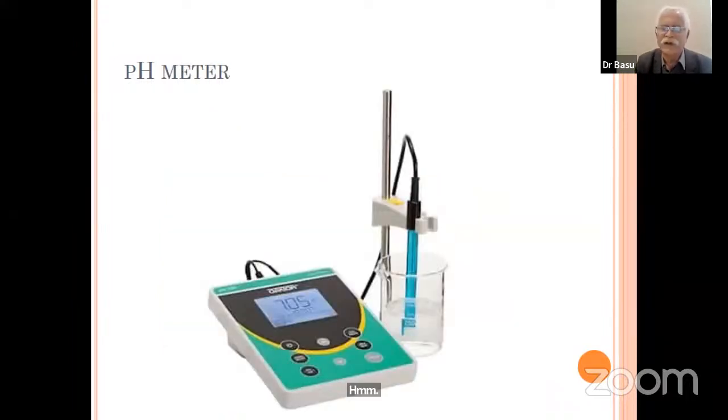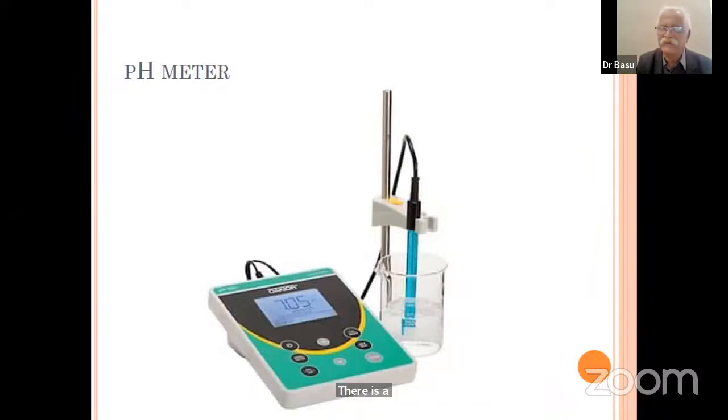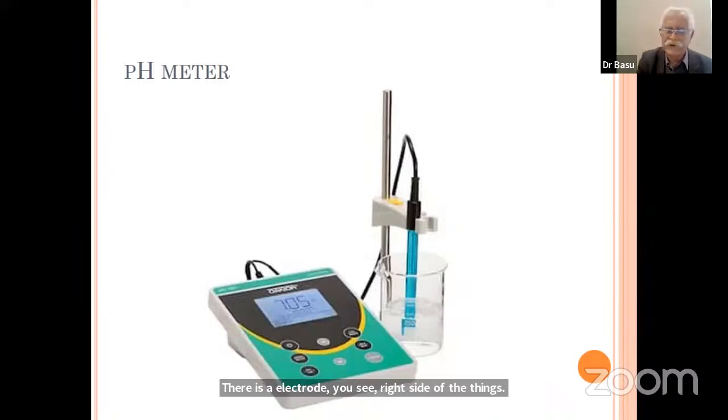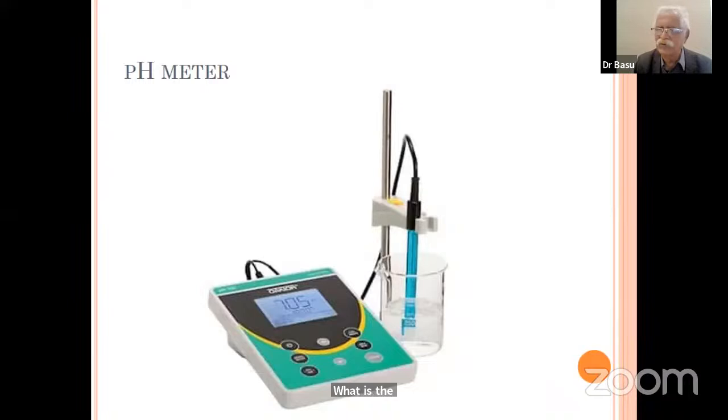Now, another thing is coming. That is your pH meter. It is a sophisticated instrument. What you will do with this instrument is these things. There is an electrode. You see on the right side, there is an electrode, and there is a meter. What is an electrode? There are two electrodes.